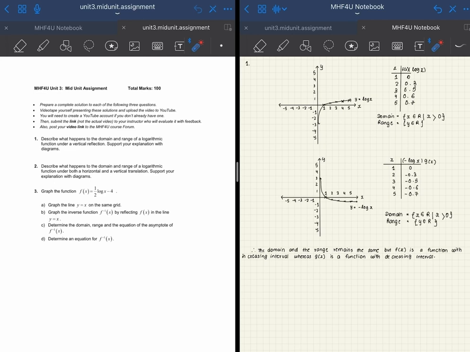For the very first question: describe what happens to the domain and range of a logarithmic function under a vertical reflection. Support your explanation with diagrams.